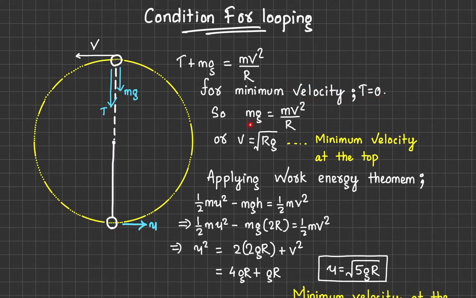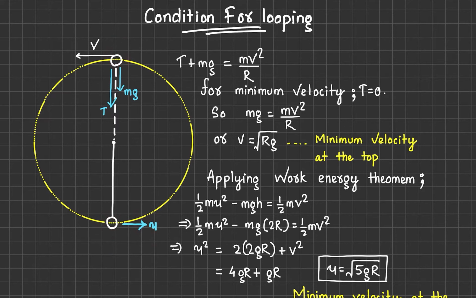So this gives mg equals mv square by r, and we get v equals root over of rg. This result gives us the value of velocity that the particle must have at the topmost point, so that it can cover an entire circle. Now from this topmost point to the bottommost point, if we use the work energy theorem, then we can find what should be the minimum possible velocity that should be provided at the bottommost point.